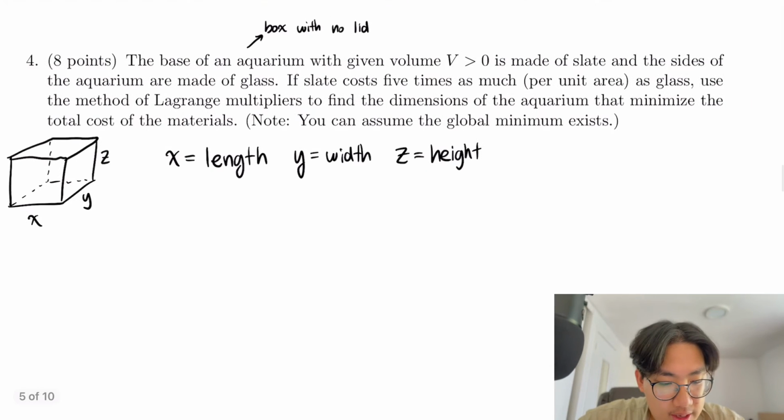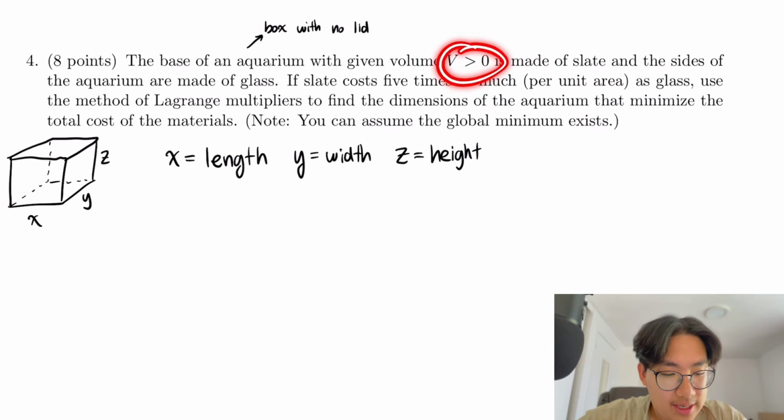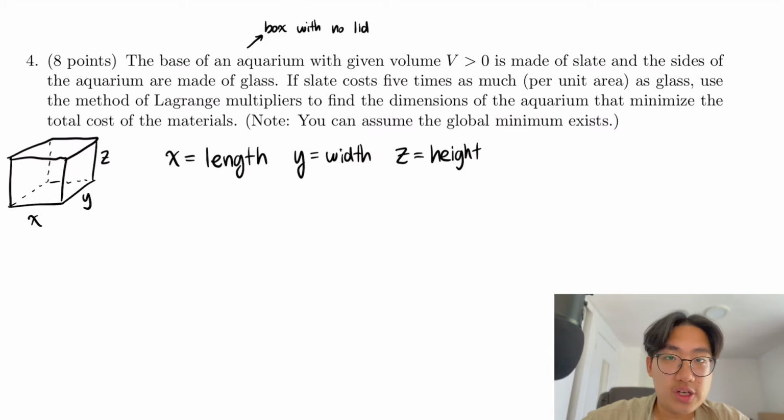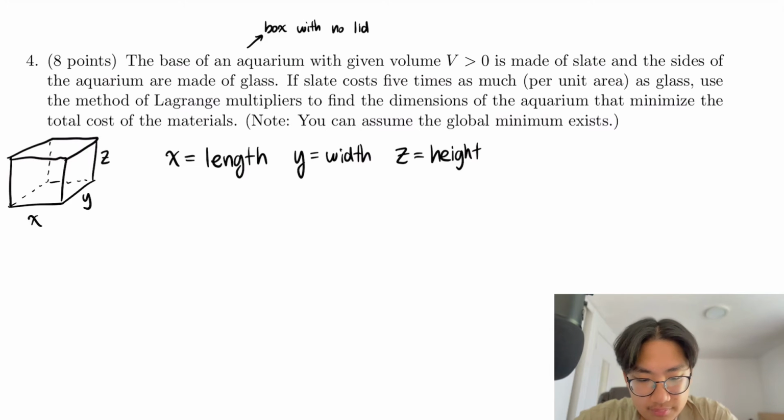Okay. What other things we need to keep in mind is that V again is greater than 0, as I keep mentioning. And that is because that also means that X, Y, and Z, they all must be greater than 0. And obviously that's a natural constraint just because, again, length, width, and height are usually all greater than 0. Okay.